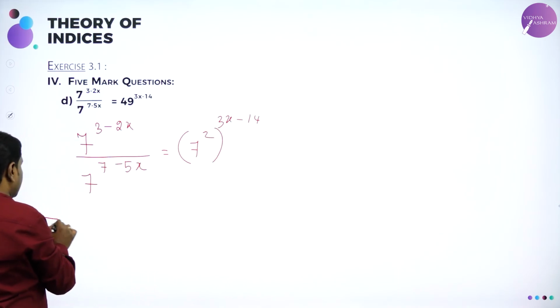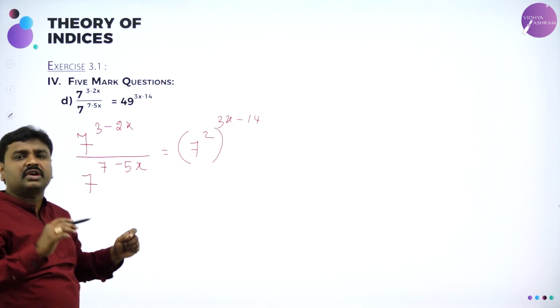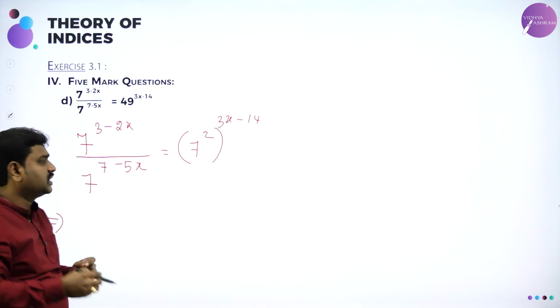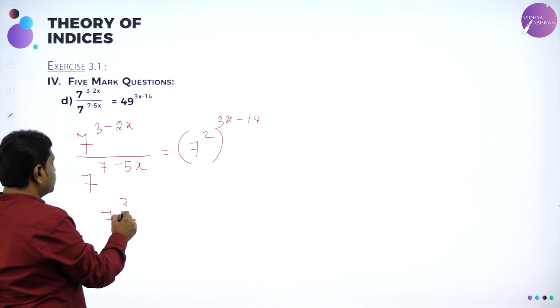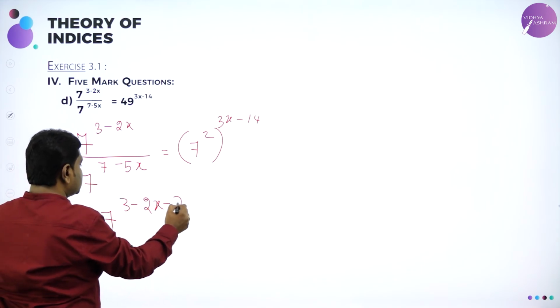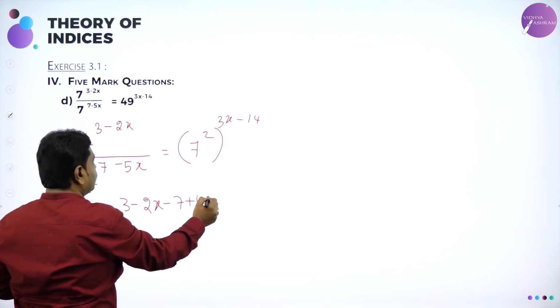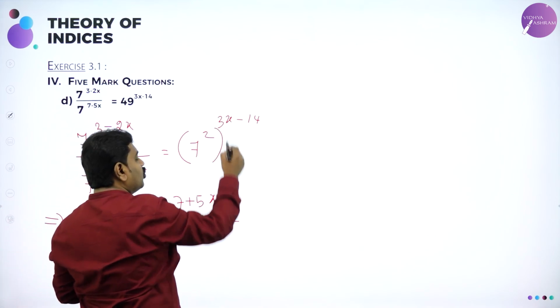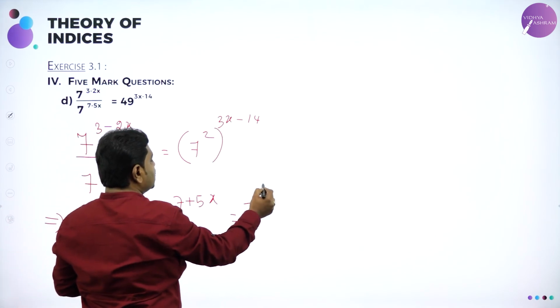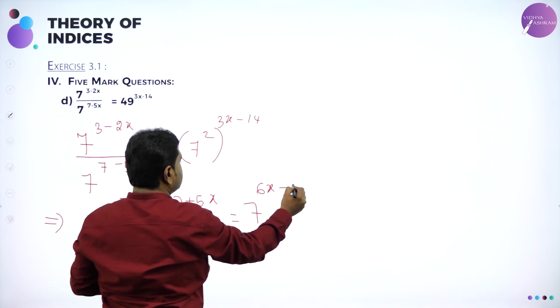Now LHS is in the form a power m by a power n. All of you know what is a power m by a power n? A power m minus n. So it will become 7 power 3 minus 2x minus 7, take it up, it will become plus 5x, is equal to, by the law of indices, a power m whole power n is a power m into n, 2 3s are 6x minus 14 2s are 28.